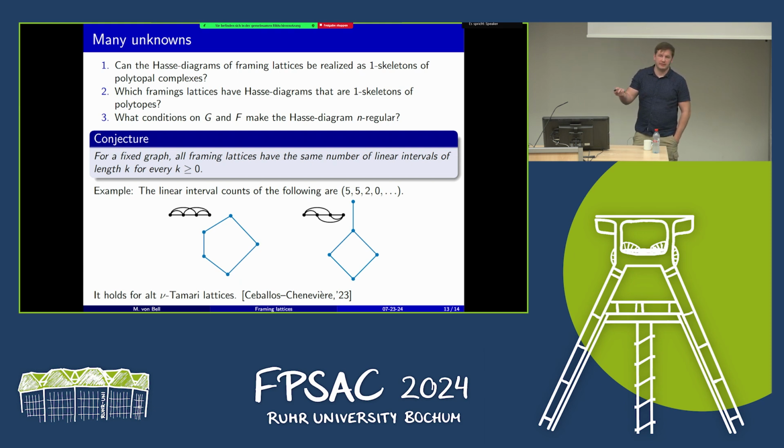And these have the same number of linear intervals of each length. Length 0, they both have 5 vertices. Length 1, they both have 5 edges. That's straightforward. Length 2, then you have 2 linear intervals here, this one and this one on that side. And the one over here is there and there. And then none of length 3 and for any k greater than 4. This is known to hold by a nice result by Ceballos and Genevieve on alt-Tamari lattices, which is a nice subfamily. So it's natural to wonder whether it works in general, and computational evidence seems to suggest that it does. It's really interesting, but I also have no idea how to even approach trying this in bigger generality. So I find it a very interesting problem.